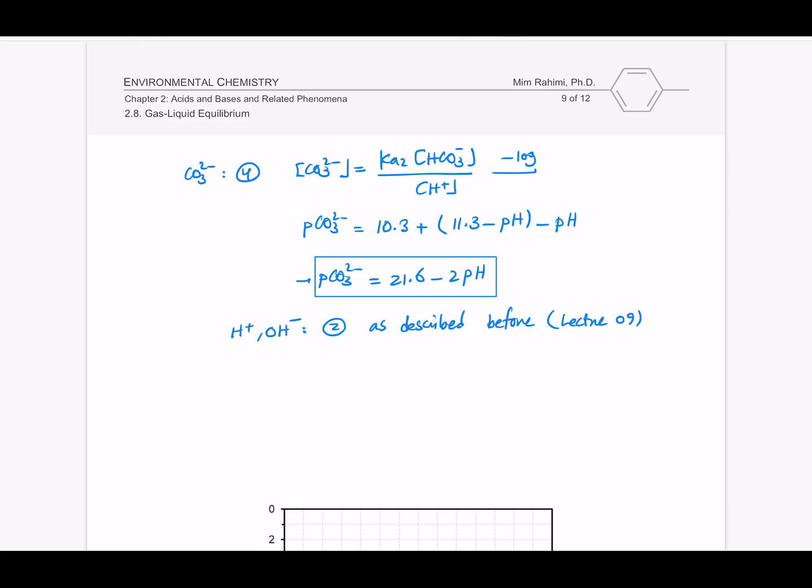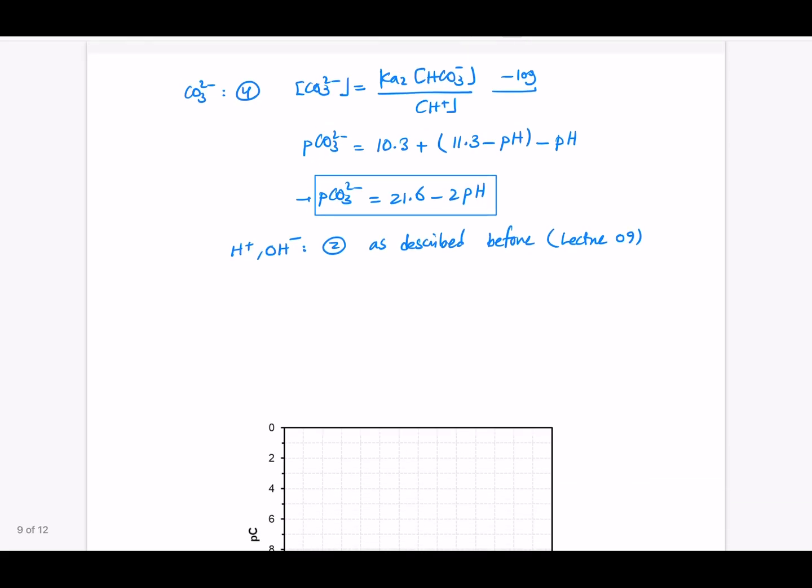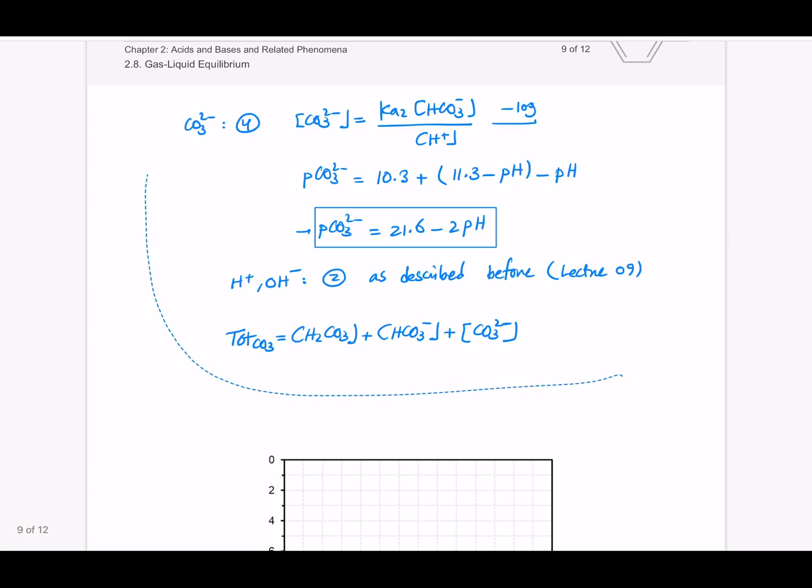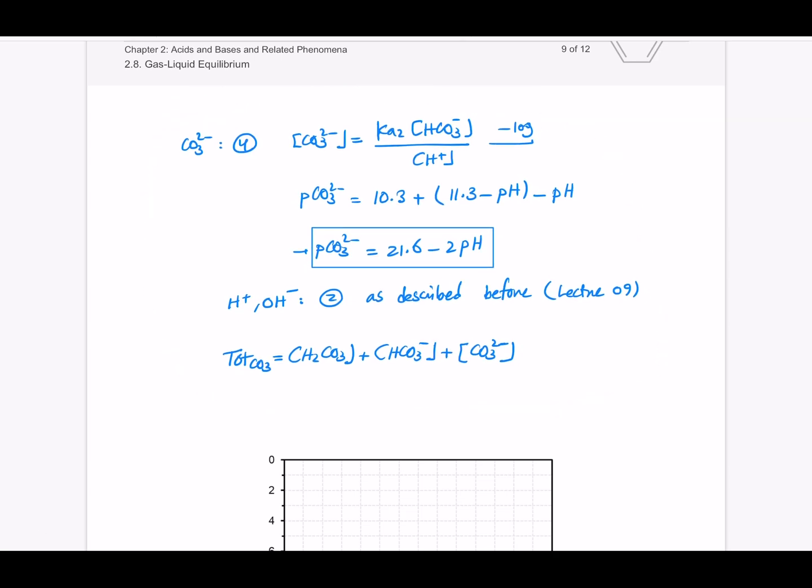And now the total concentration. Because the total concentration is not a constant, we can also have a line, which was a constant in the closed system. Also we define it as H2CO3 plus HCO3 minus plus CO3 2 minus. Because this is a mass balance, there is no 2 factor here. That was just for the charge balance. So we have 5 species and 5 lines.